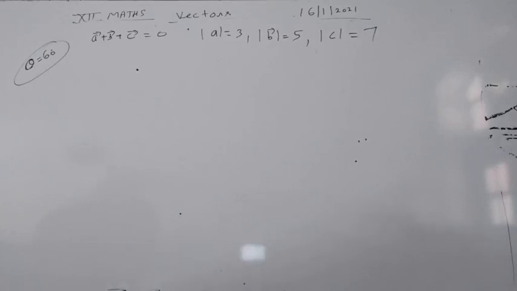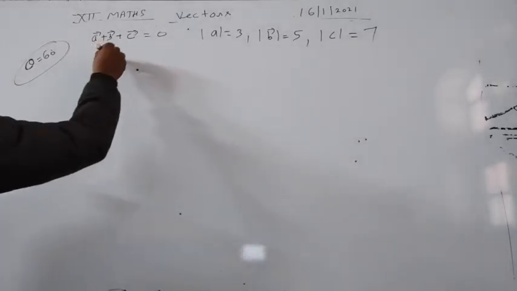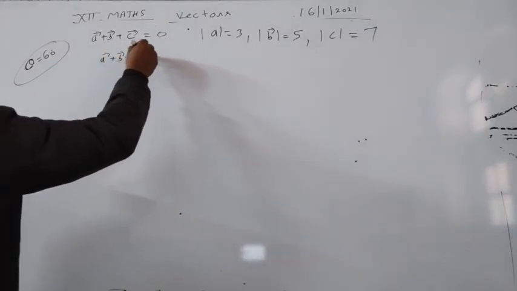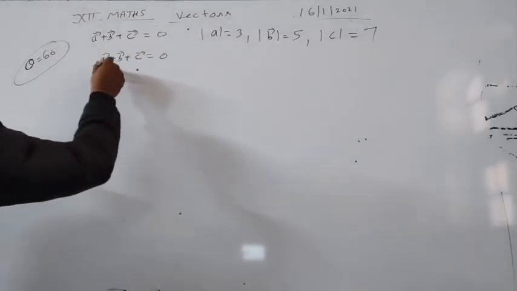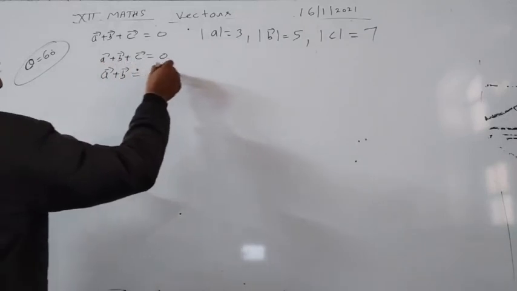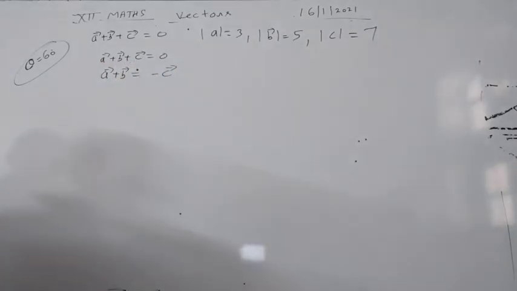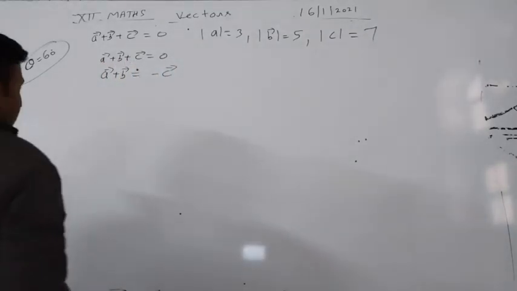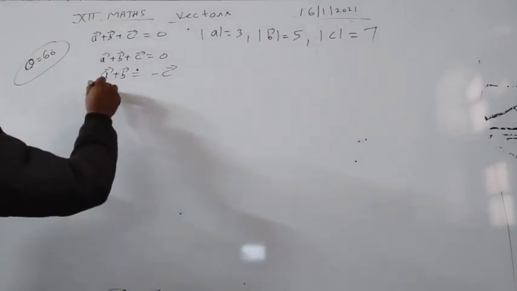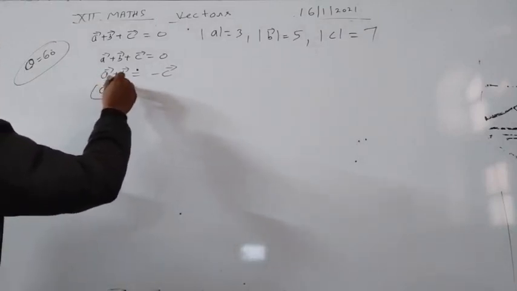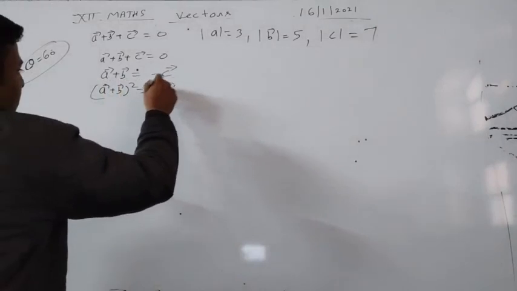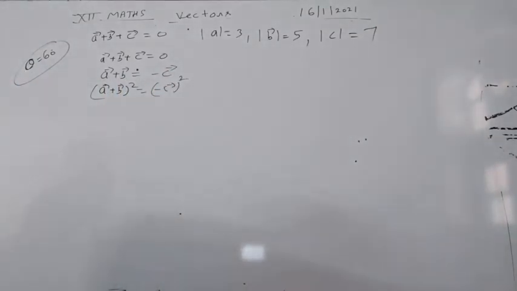Okay, students. Now we will take this A plus B plus C which is equal to 0. Now we can write A plus B is minus C. Now we are going to square both sides, then we get A plus B whole square is minus C whole square.